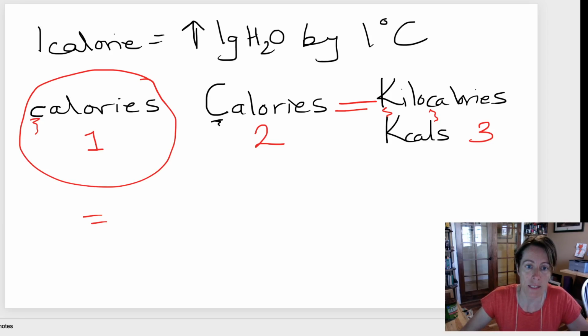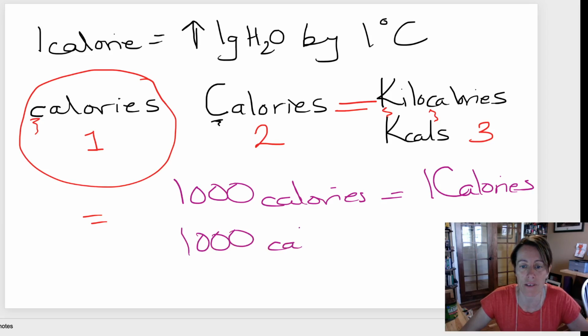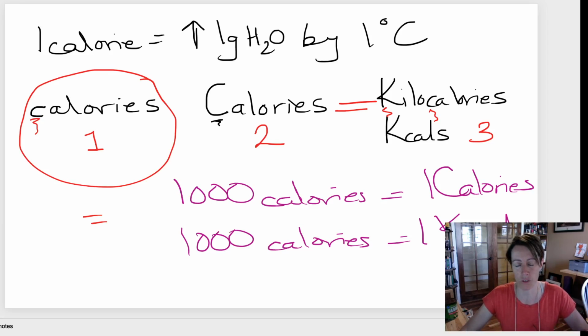So we can say that 1,000 little c calories equals 1 big C Calorie, which is really strange to see, but that's how it goes. Or 1,000 little c calories equals 1 kilocalorie, and that's more metric-looking.